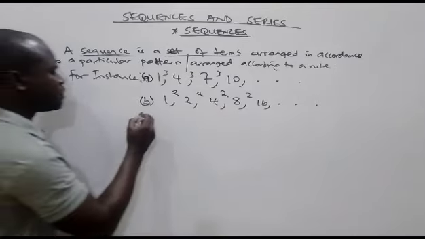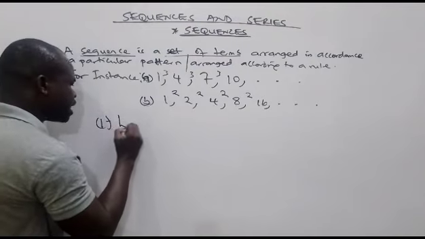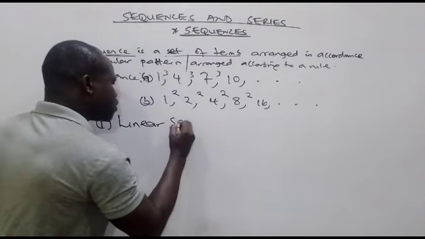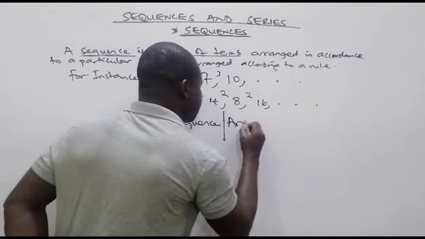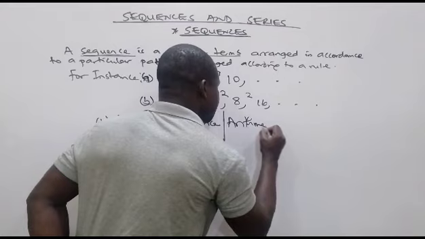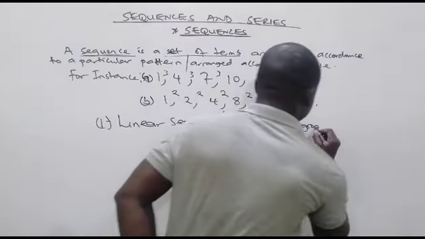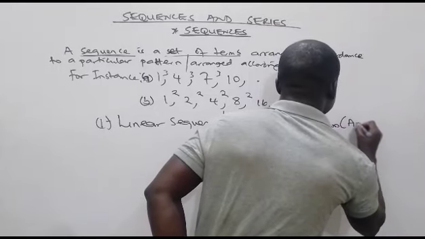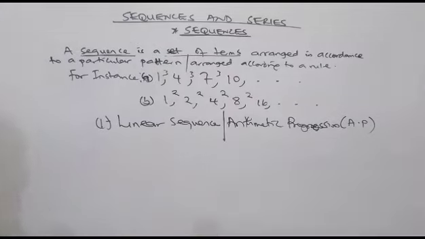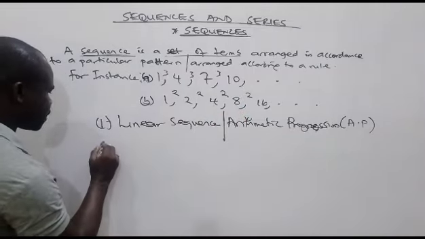So basically, we have two types of sequence. The first one is called the linear sequence, or what is called the arithmetic progression, which is referred to as AP. There are two types of sequence. We have the linear sequence, or in some books it is called arithmetic progression, which is referred to as AP.